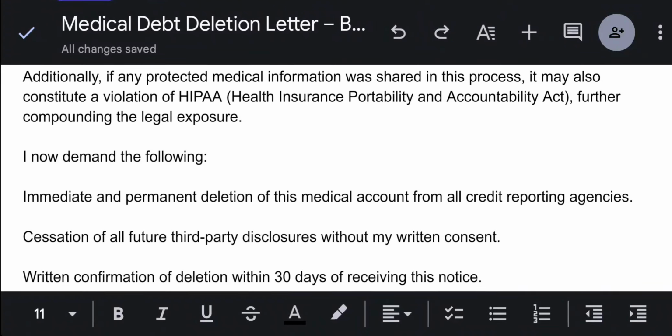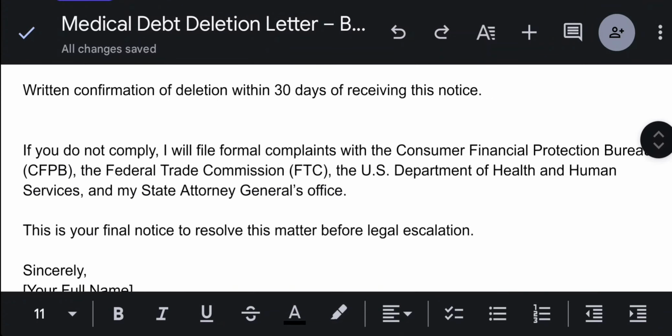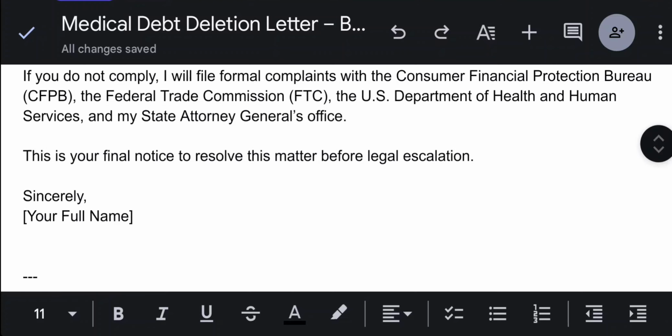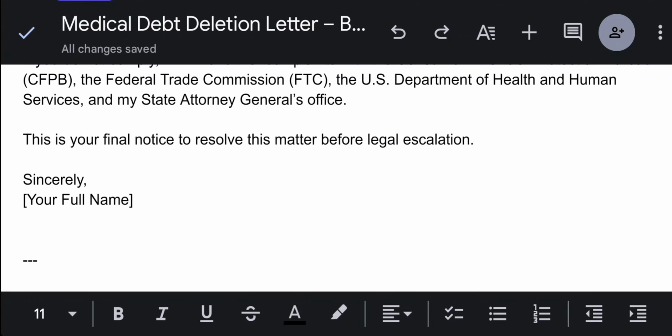I now demand the following: immediate and permanent deletion of this medical account from all credit reporting agencies, cessation of all future third-party disclosure without my written consent, written confirmation of deletion within 30 days of receiving this notice. If you do not comply, I will file formal complaints with the CFPB, the FTC, and the U.S. Department of Health and Human Services and my state attorney general's office. They don't want those problems. This is your final notice to resolve this matter before legal escalation. Sincerely, and then you'll put your full name. You don't have to sign. You can just put your full name.